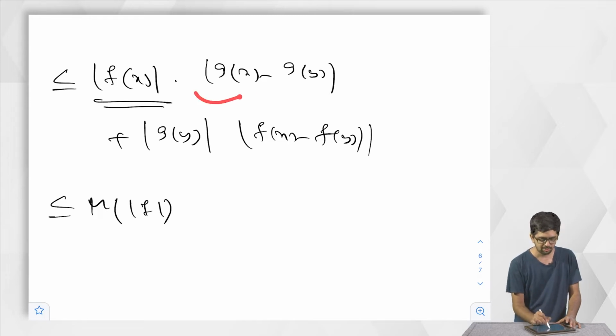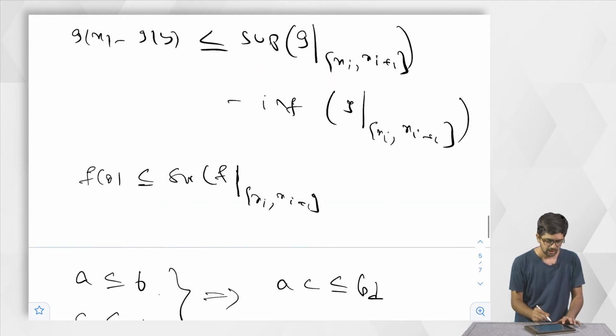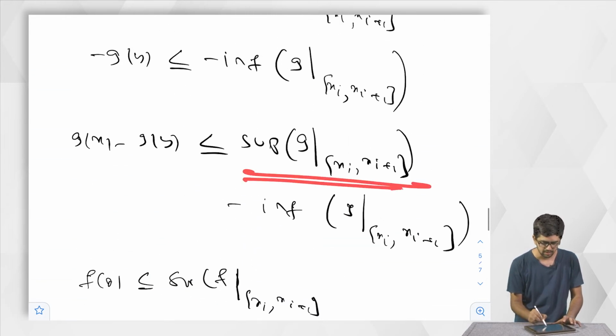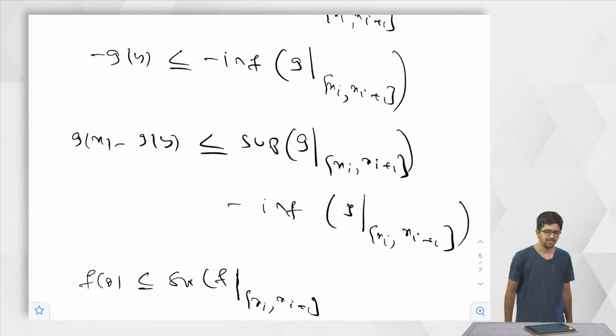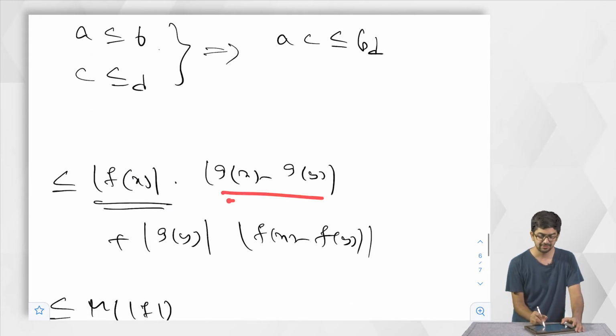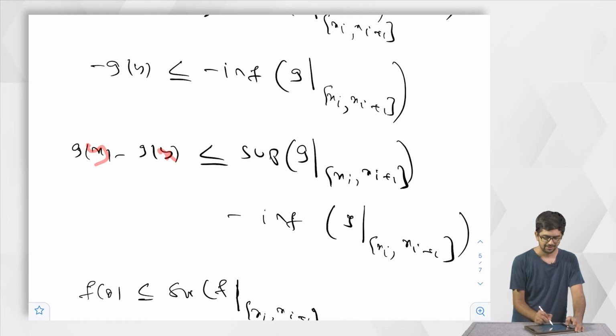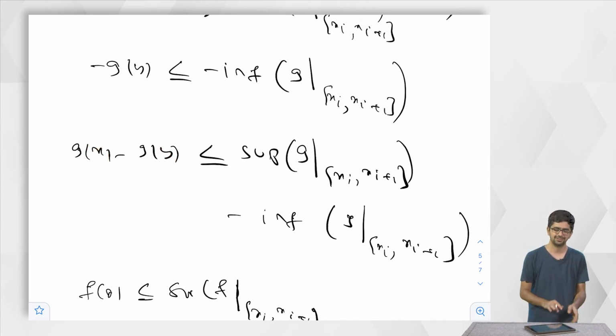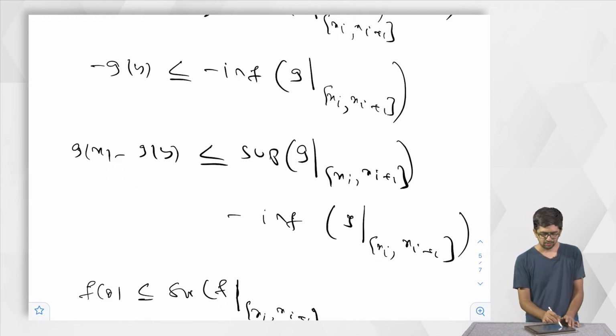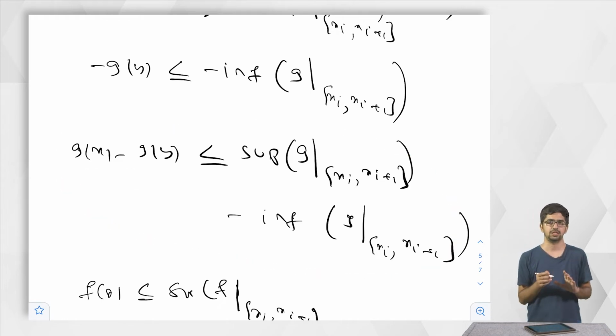Now what about g(x) minus g(y)? I know it is less than or equal to this, but suppose g(x) minus g(y) is negative. If I take modulus then I will get g(y) minus g(x), right? So then should I get a minus sign, is it so? No, observe the following: this thing is true for every x, y.